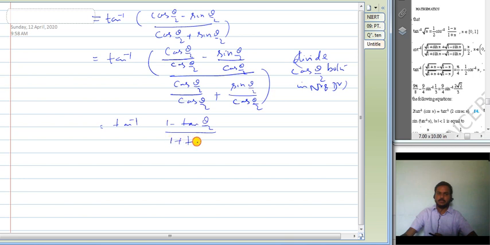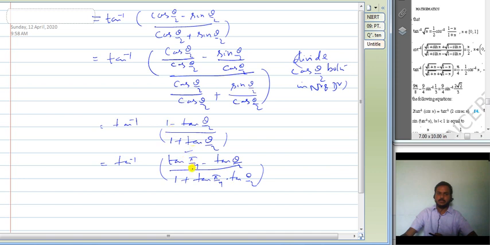Now I have to apply a bit of a trick here. So tan inverse of tan pi by 4 minus tan theta by 2, divided by 1 plus tan pi by 4 into tan theta by 2. Why did I put tan pi by 4? Because tan pi by 4 is 1. Wherever I need, I can use that one.